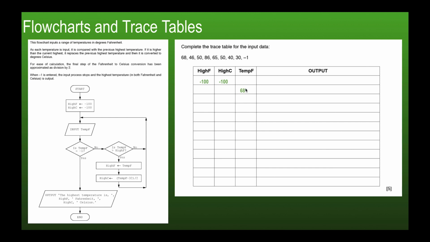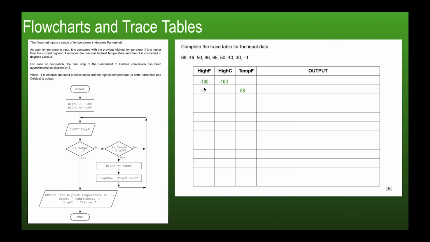So we take 68 and we're going to run that through. We input the temperature 68. Is the temperature F 68? Is 68 equal to -1? Well, no, it's not. Is the high temp, so is 68 greater than high F? Yeah, pretty much it is. So high F will now be given the value of temp F.